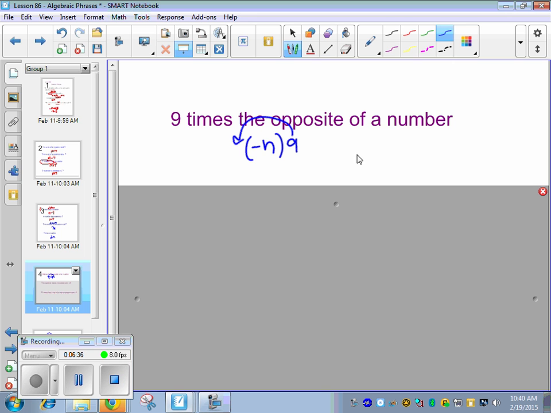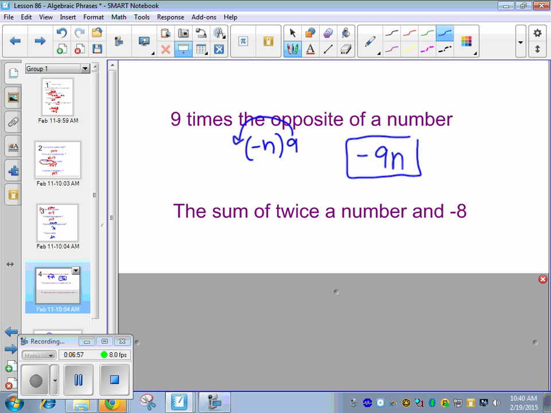One more thing. The negative goes in front. Otherwise, it looks weird. So you actually want to do it like this. Make sure you wrote this one down. 9 times the opposite of a number. So yes, you have a negative n. Pull the negative out in front. Okay? So, negative 9n.